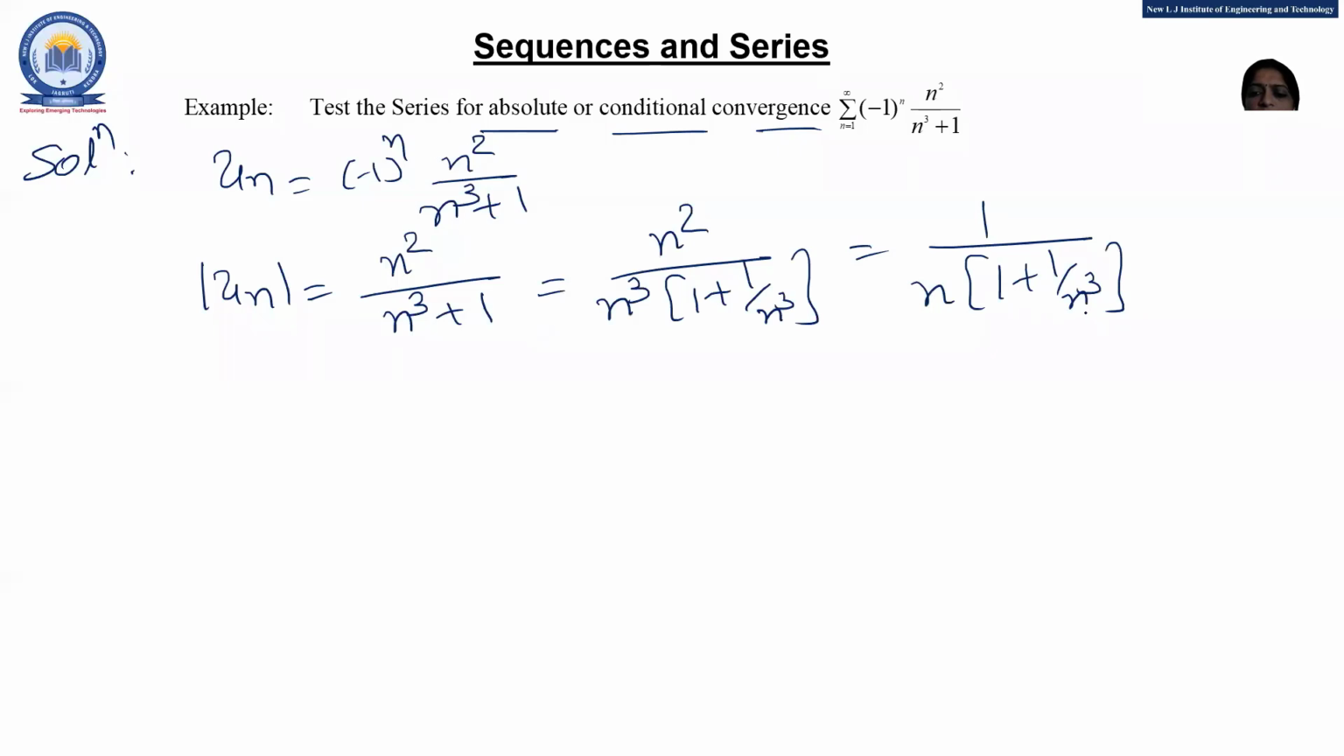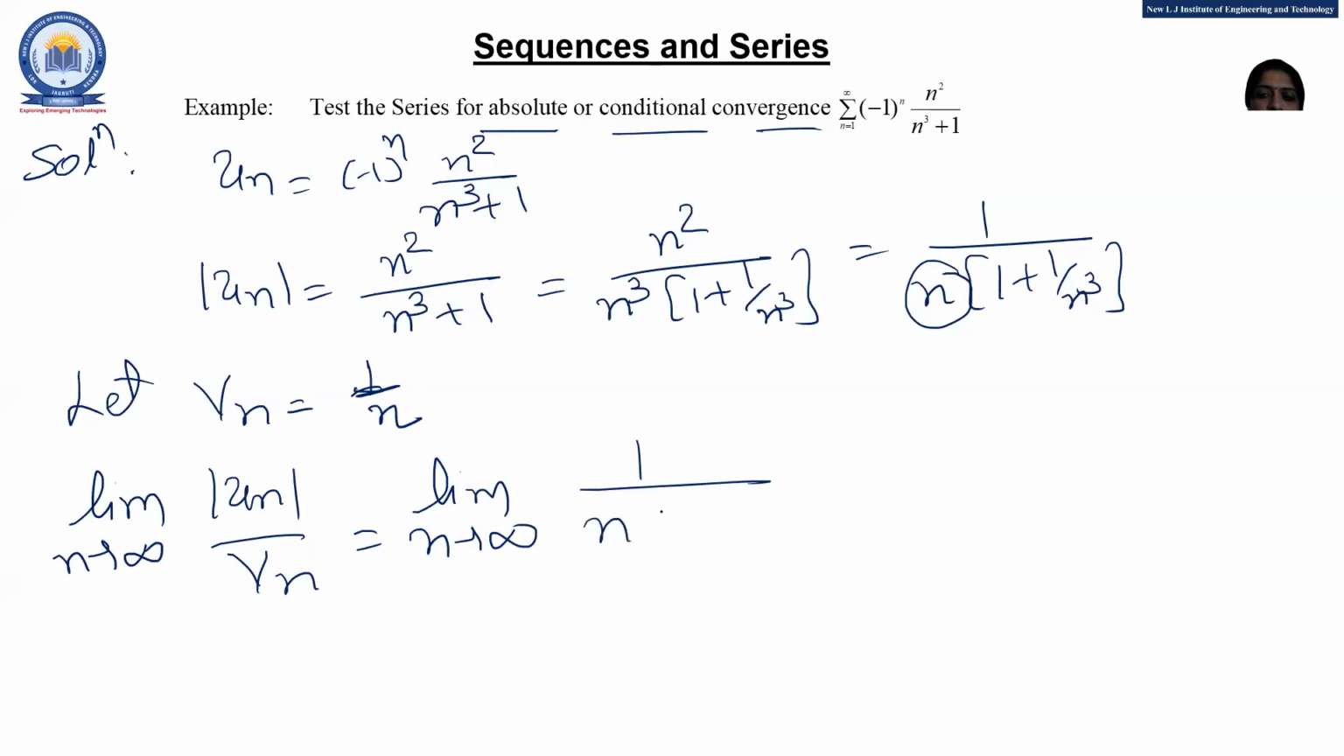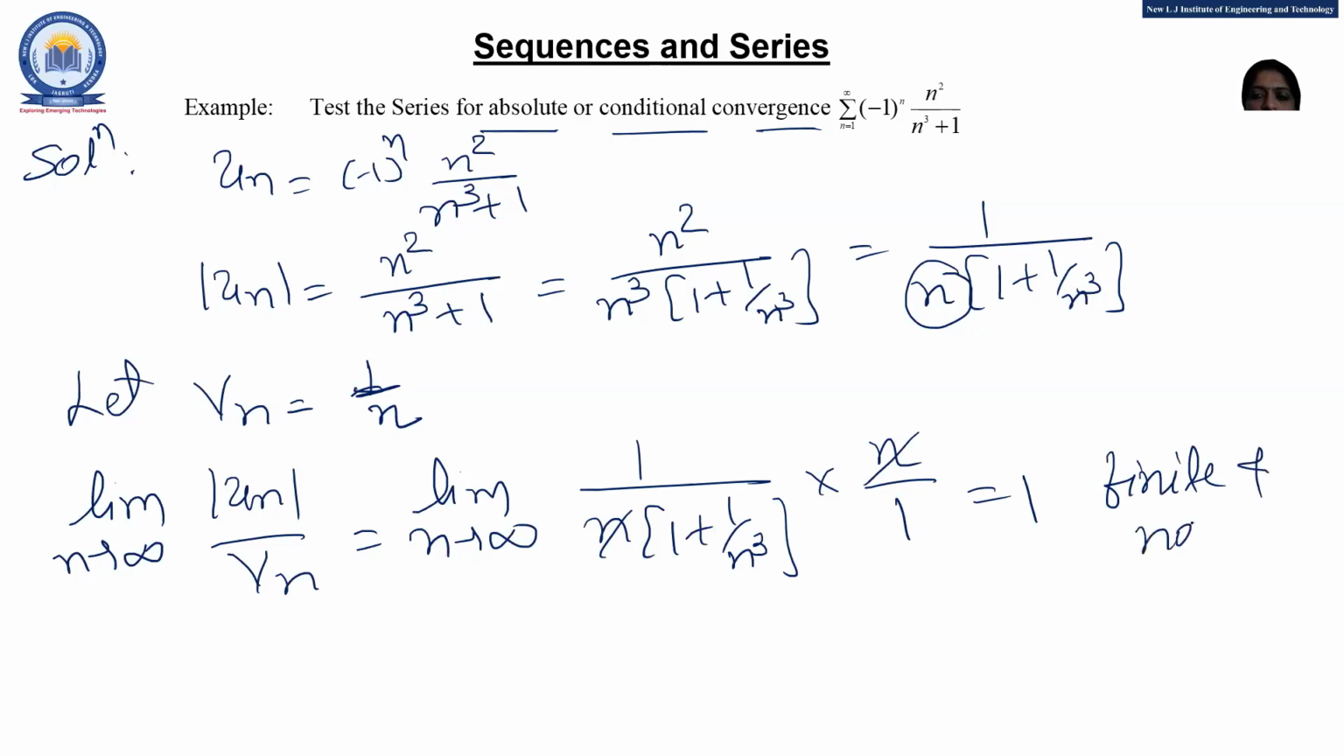As I go for comparison test, let Vn be 1 by n. Now, for the comparison test, limit n tends to infinity, mod Un upon Vn. What is my mod Un? That is 1 upon n, 1 plus 1 upon n cube, and Vn is 1 by n, so the reciprocal is n by 1. After applying limit n tends to infinity, my answer is 1, which is finite and non-zero.